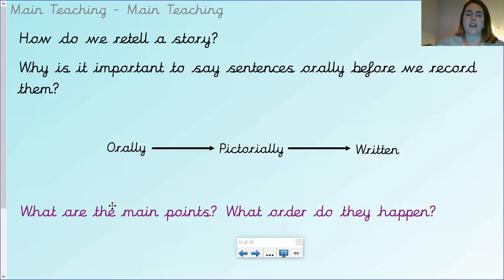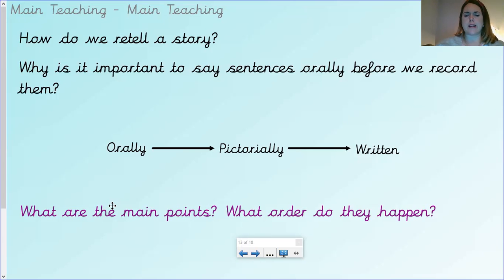Telling these stories orally is a really helpful way of making sure that your brain understands the story. It helps you to understand the structure of the story, and it really helps you to be adventurous with your vocabulary because you can try out really tricky words without having to worry about writing them down.